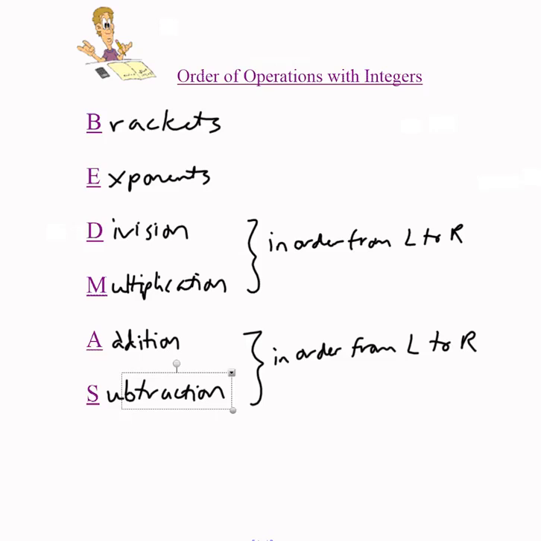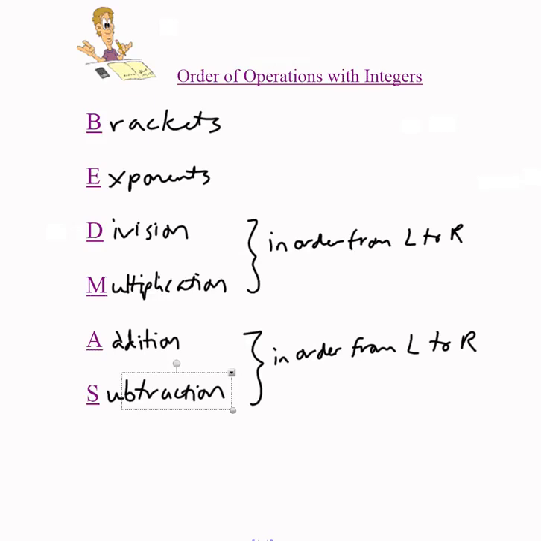Remember that for division and multiplication, the D comes before the M just for the saying, but you do them in order from left to right. So if multiplication happens to come first, you multiply first. If division happens to come first, you divide first. Likewise with addition and subtraction, whichever one comes first from left to right is what you do.